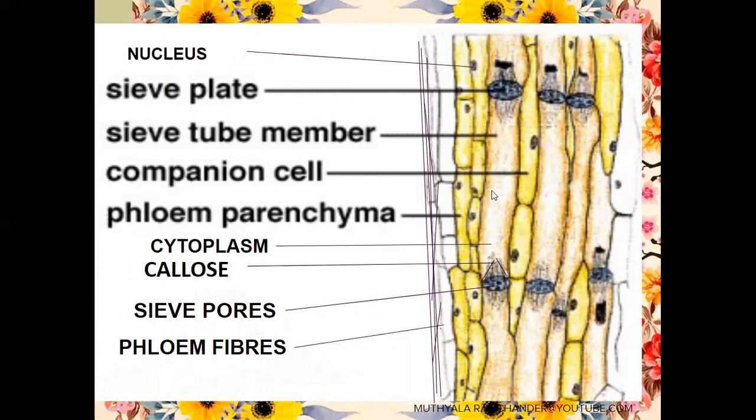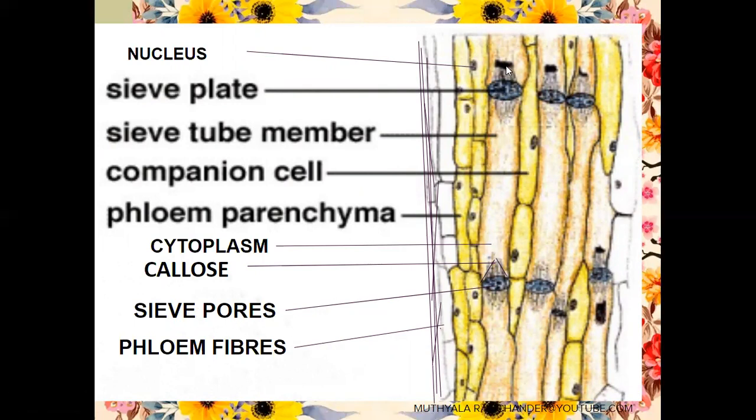Sugars and carbohydrates are distributed through the sieve tubes only. Sieve tubes look like long tube-like structures. They are present one above the other. Between two sieve tubes, a plate-like structure is present. This plate-like structure is called a sieve plate. The sieve plate contains pore-like structures called sieve pores.